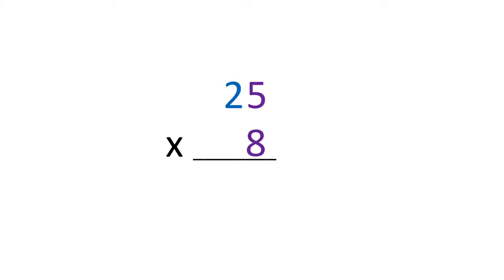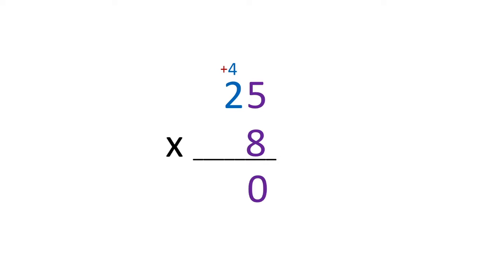Okay, 25 times 8. Where should we start? We need to start with 8 times 5 in our ones place. 8 times 5 equals 40. We know we can't just write our 4 down at the bottom. It's got to go up top, the little plus sign, and the 0 goes down. So we've got our ones.